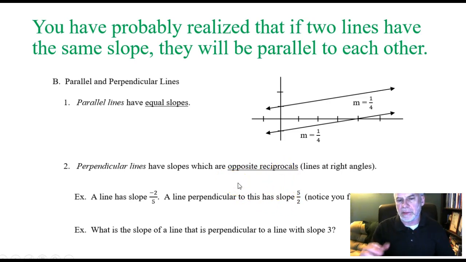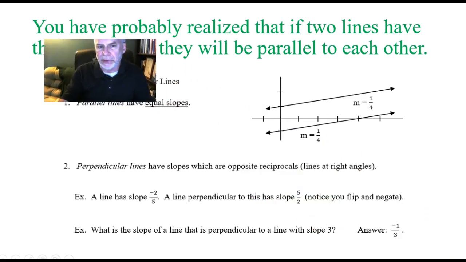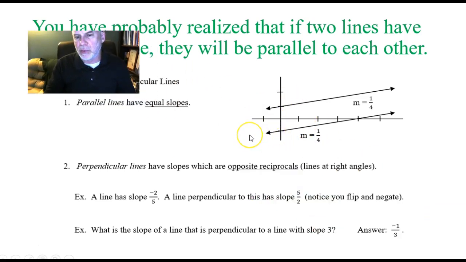And so if one slope was 1/2, for example, and the other slope was negative 2 over 1, 1/2 and negative 2 over 1 are opposite reciprocals. And so they would be perpendicular lines.